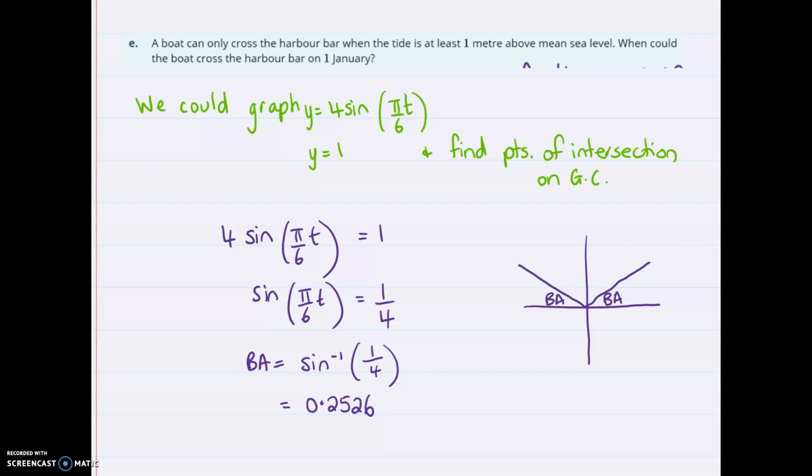Now you need to make sure you're in radians, not degrees. The reason I know it needs to be radians is if I look at that original question, there is this pi on 6. That's an angle in radians. It doesn't say 30 degrees T, it says pi on 6. So that's my clue that it's radians. So I needed to find this angle here. This is 0.2526 away from the axis, and this is 0.2526 away from the axis. So just make sure you're in radians before you do that.